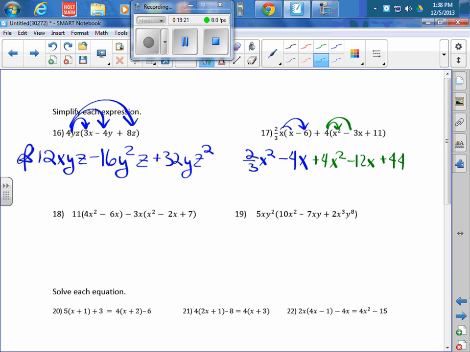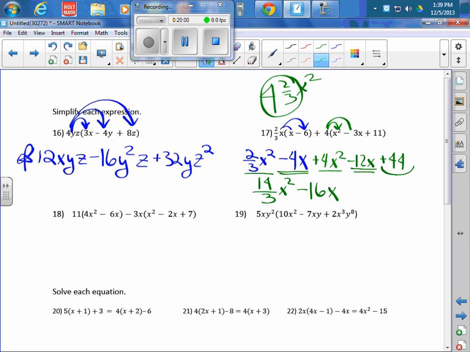Combine like terms now. 2/3 x squared plus 4x squared. Well, you're thinking 4 and 2/3 x squared, right? That's not how it would be written in a polynomial. This needs to be changed to an improper fraction. So the answer would be 14/3 x squared. Now you're going to do the x terms. Negative 4x minus 12x, negative 16x, and then you have your plus 44.